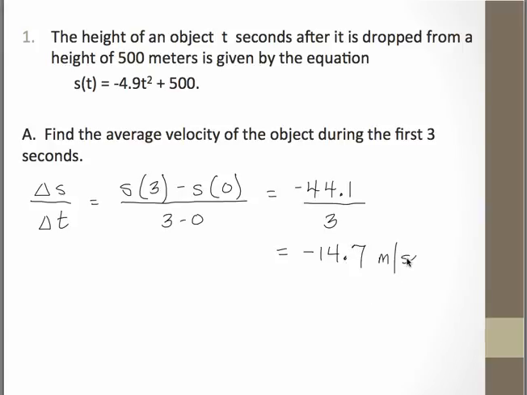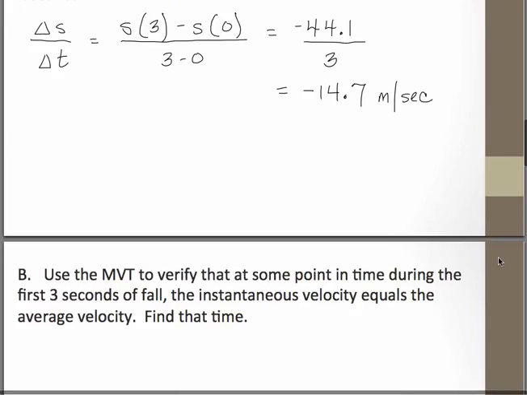meters per second. So remember what it means when we have a negative velocity. In this case, that tells us that the object is going downward, which makes sense because we know this object was dropped from a height of 500 meters. So that very much does make sense.